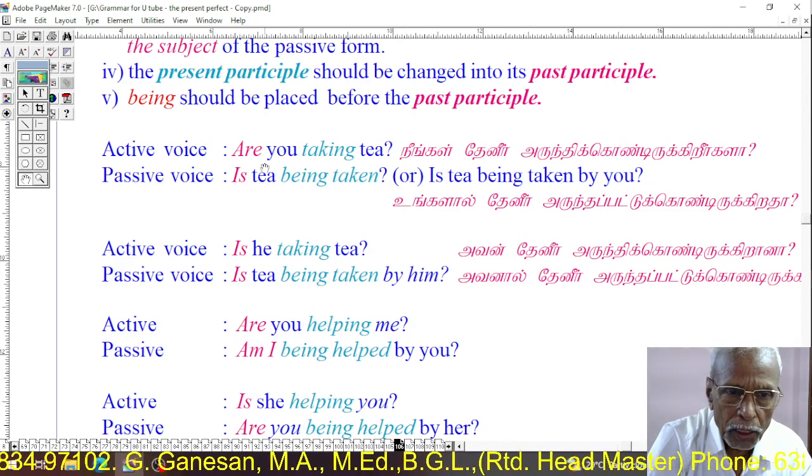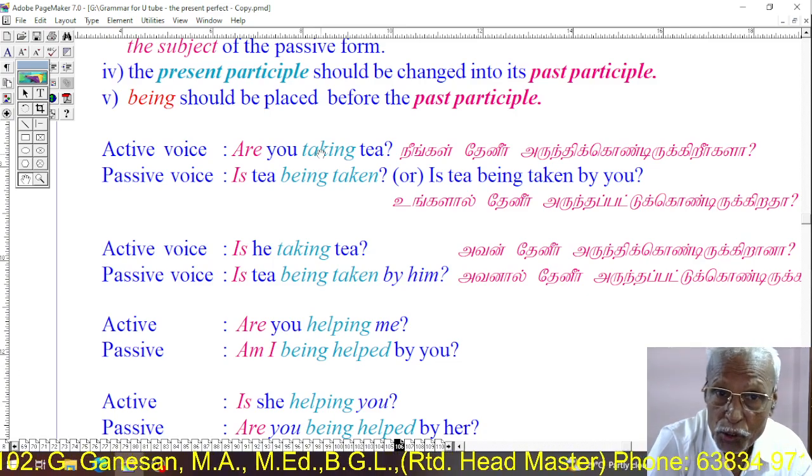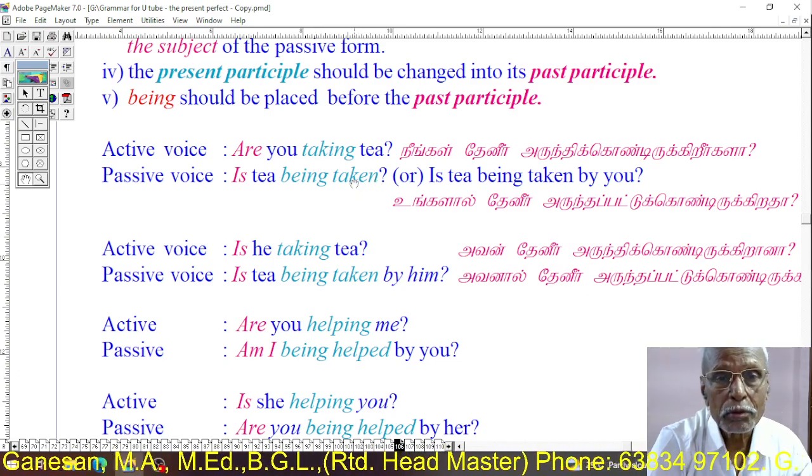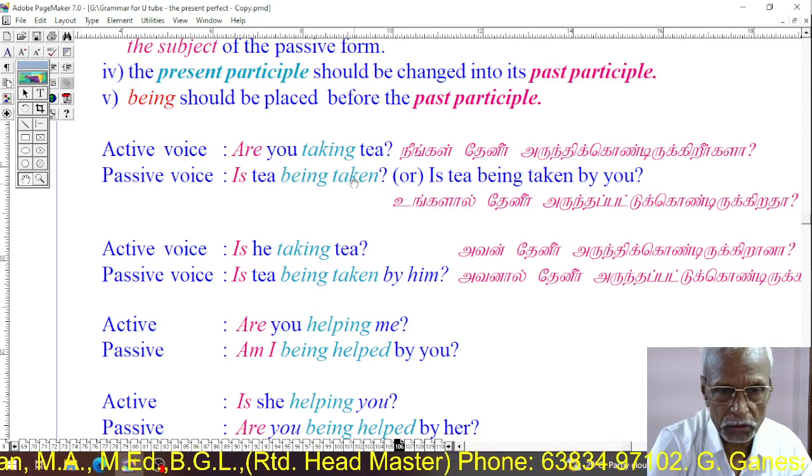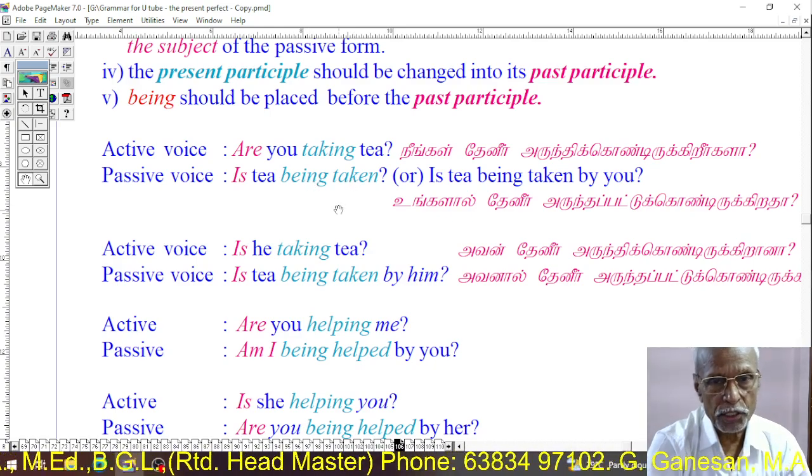Now taking, the present participle, is changed into the past participle taken, and being is placed before it. Let's see.